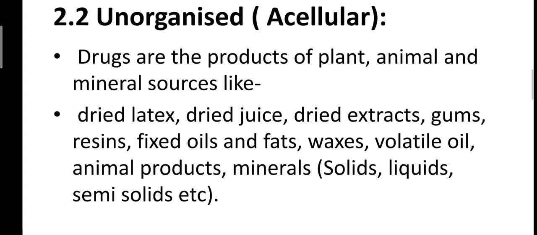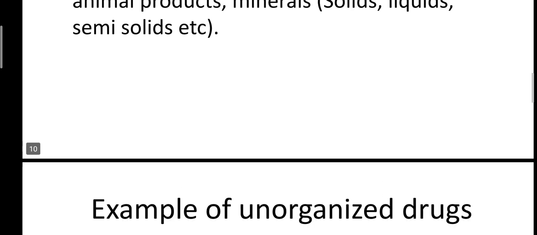Unorganized means it is not a direct part of the plant or animal. That means stem is organized, flower is organized, wood is organized, but their oils, resins, and gums are unorganized. These come under the unorganized.